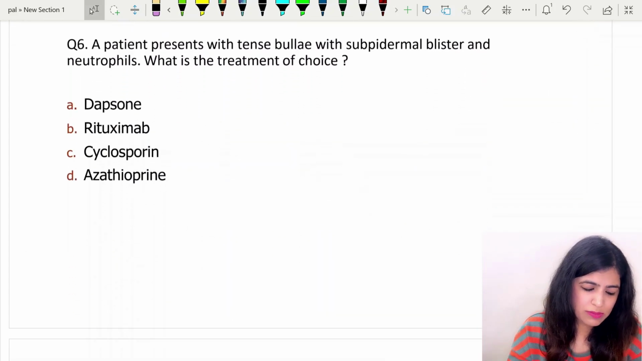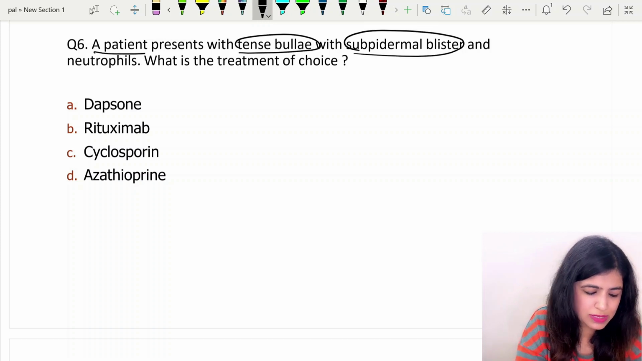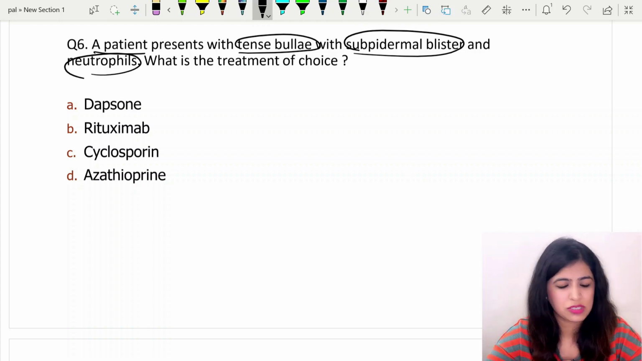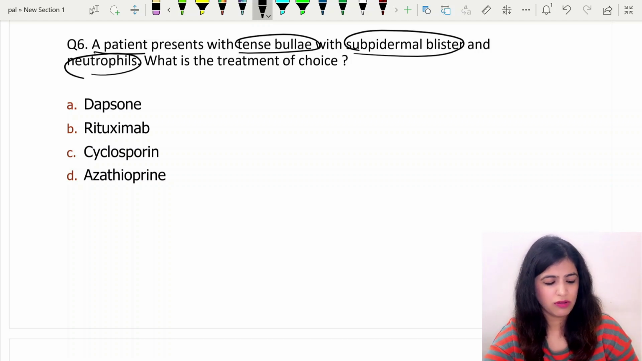Then we come to question number 6. A patient presents with tense bullae, subepidermal blister and neutrophils. What is the treatment of choice? That's a good question. It is giving you a tense bulla. If it is tense, it has to be subepidermal. The inflammation is neutrophilic. What is the treatment of choice?